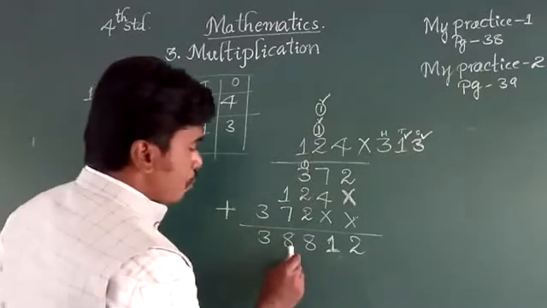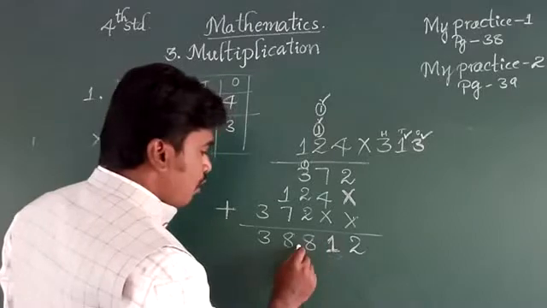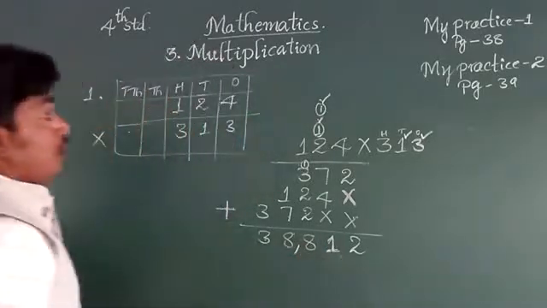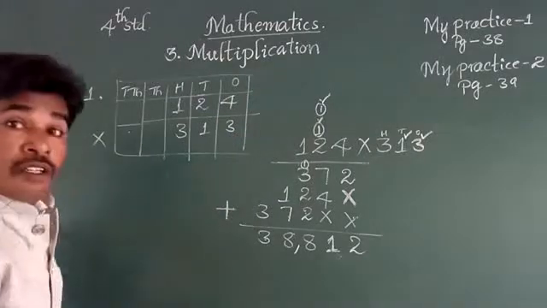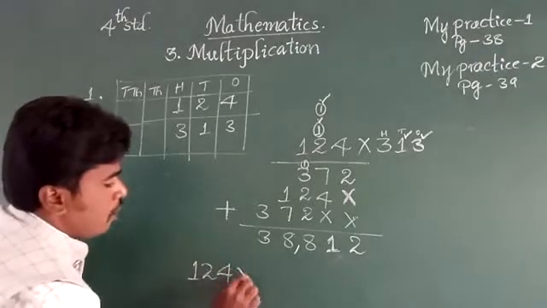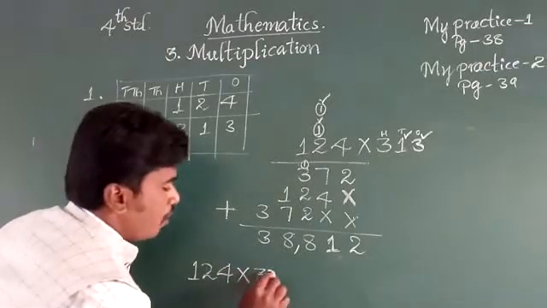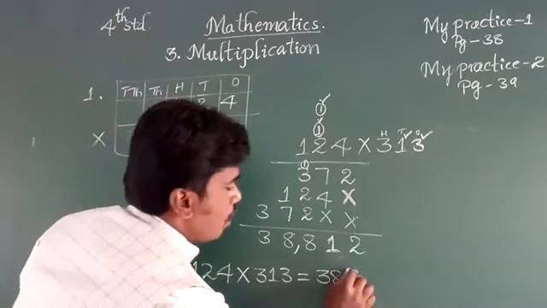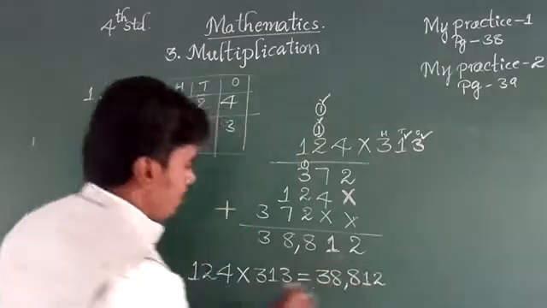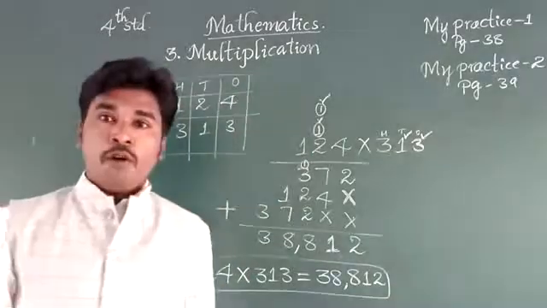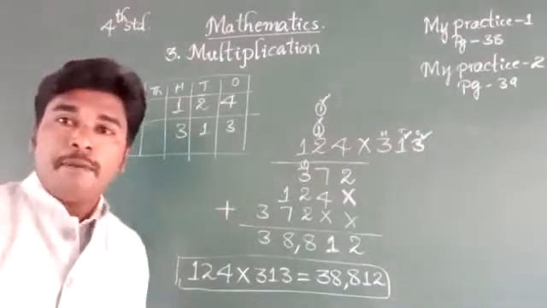What is the answer you got? 1, 2, 3. After 3 digits you put a comma. 38,812. Then dear students, what is the answer? Therefore, 124 into 313 is equal to 38,812. This is the answer. I hope you are all understanding this type of problems.